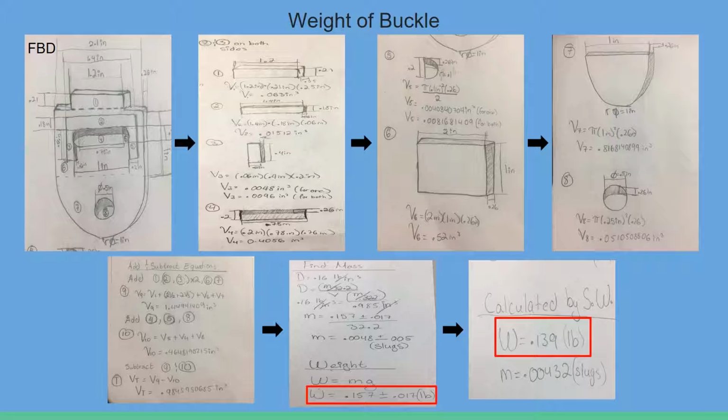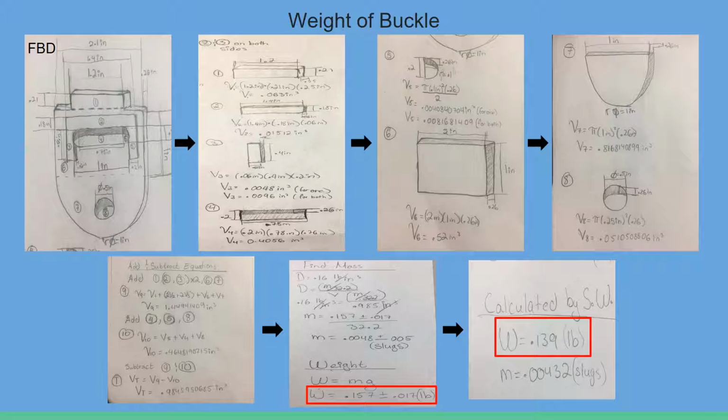Knowing that the density of the material, titanium 6Al-4V, is 0.16 pounds per cubic inch, we used the formula for density, D equals M over V, which is density equals mass over volume, and found that our mass is 0.0048 plus or minus 0.005 slugs.